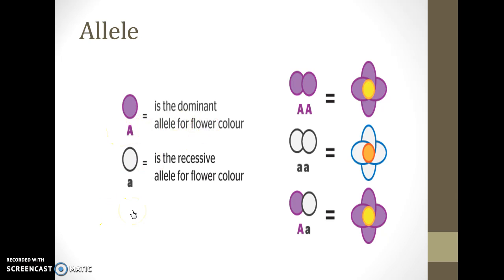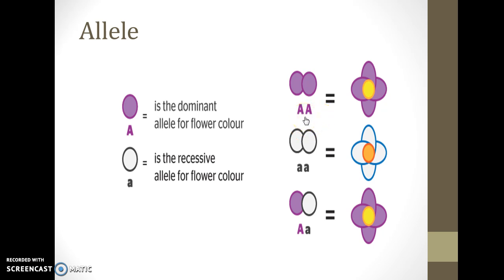In this case, we said purple is the dominant trait because it's stronger. It's more likely to show up, so it's the capital letter. And the white is the recessive gene because it's weaker. It's more likely to be hidden, so we show it with a lowercase a. Same letter, just one's big, one's small. So this is what an allele looks like.